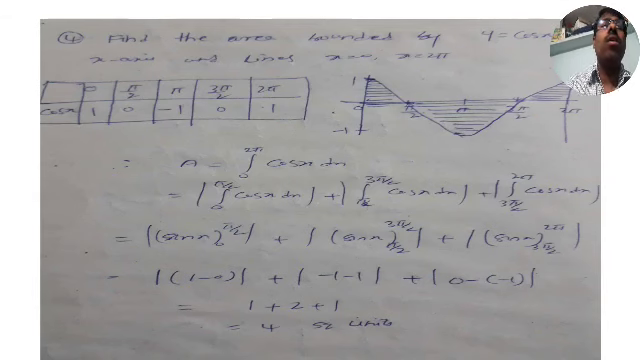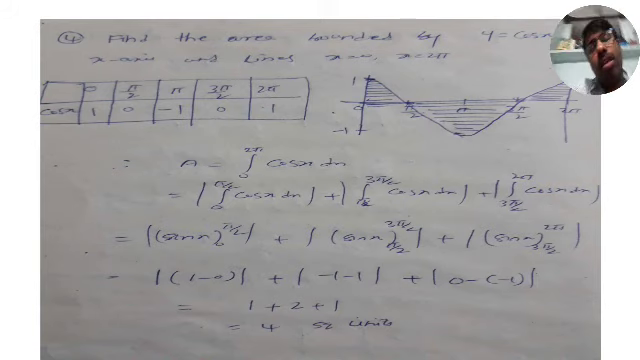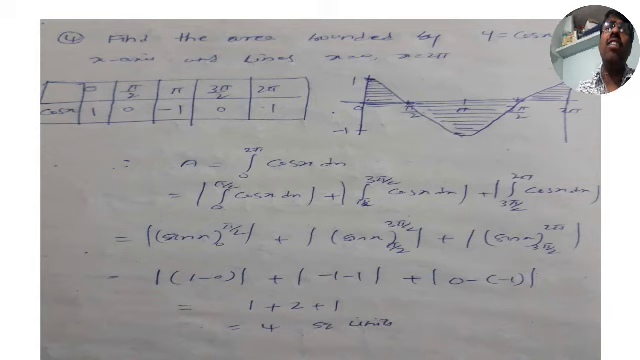Now find the area bounded by the curve y is equal to cos x, the x-axis and the lines x equal to 0 and x equal to 2 pi. So again, look at the problem. It is given the curve y is equal to f of x equal to cos x, and the x-axis and the lines x equal to a, x equal to b, that is x equal to 0 and x equal to 2 pi. Therefore obviously it comes under the first formula, so area is equal to the integration from 0 to 2 pi of cos x dx.